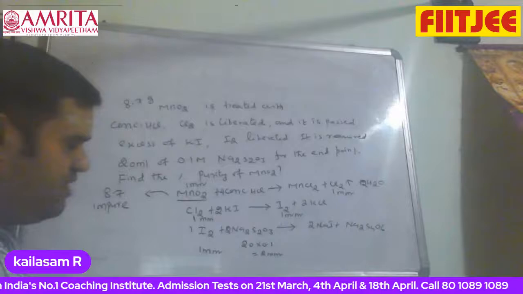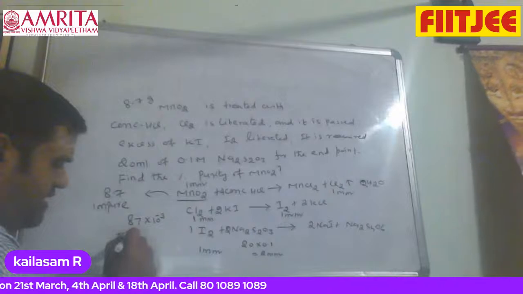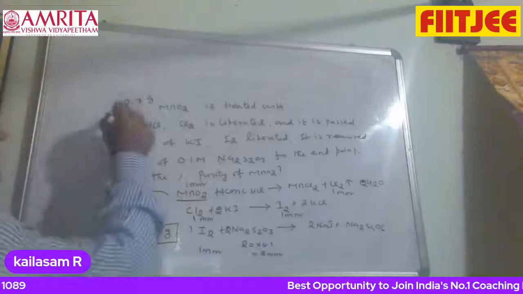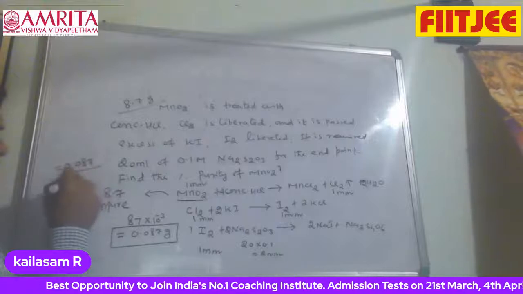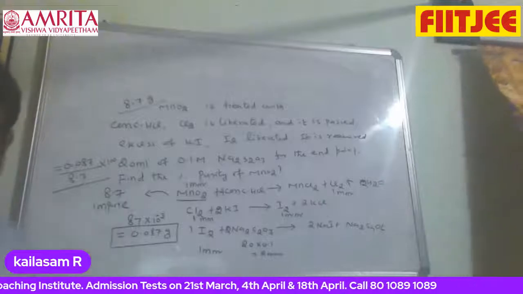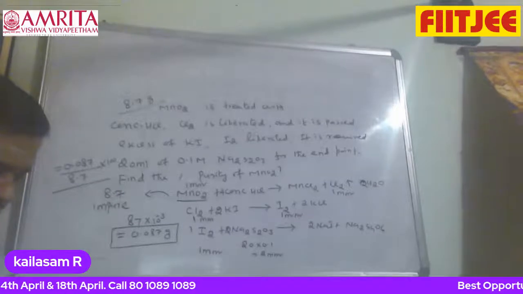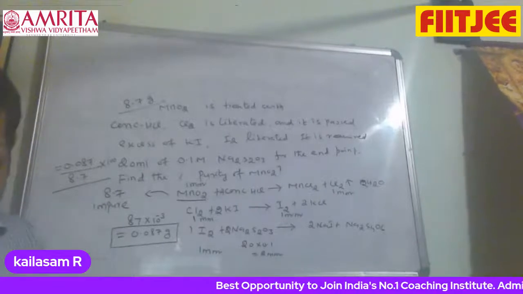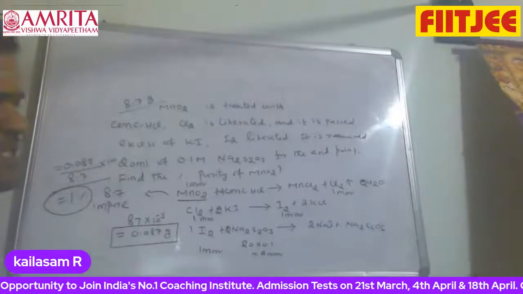That means 1 millimole, we can say that 87 into 10 power minus 3, how much we are given, 8.7 gram. That's all. So now we can say that 87 divided by 8.7, you can say 1% is the answer. 1% is percentage purity. That's all.